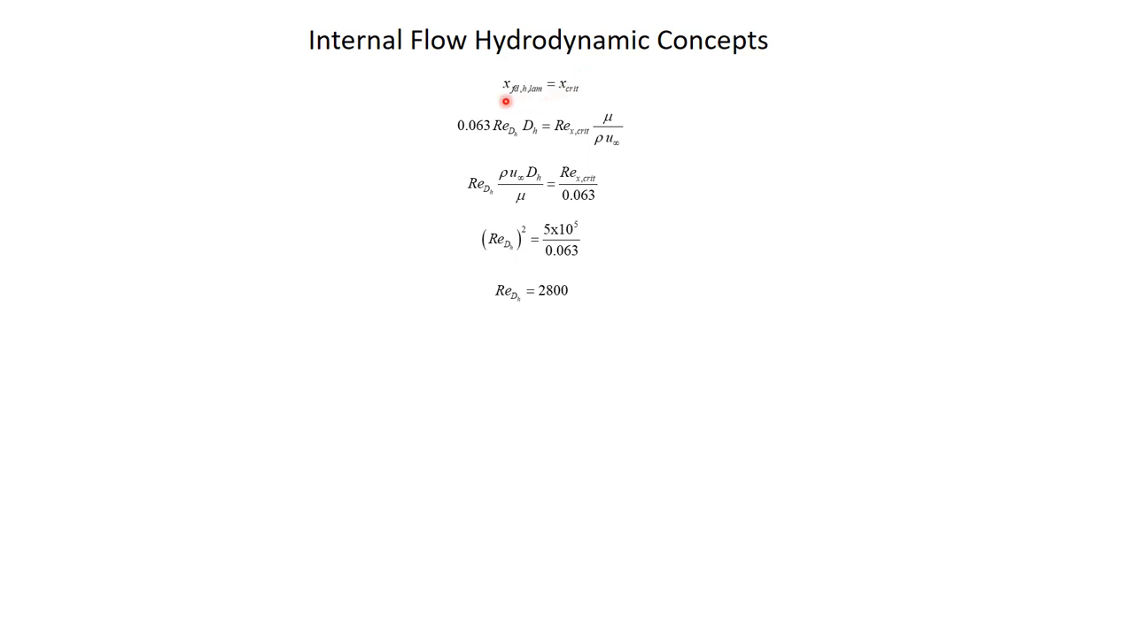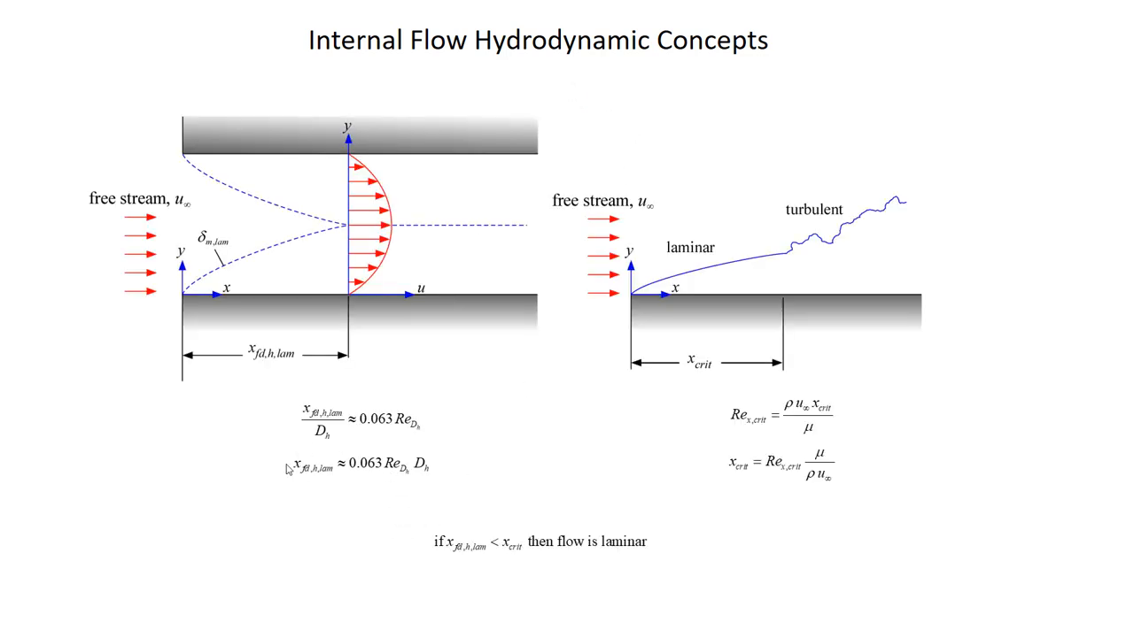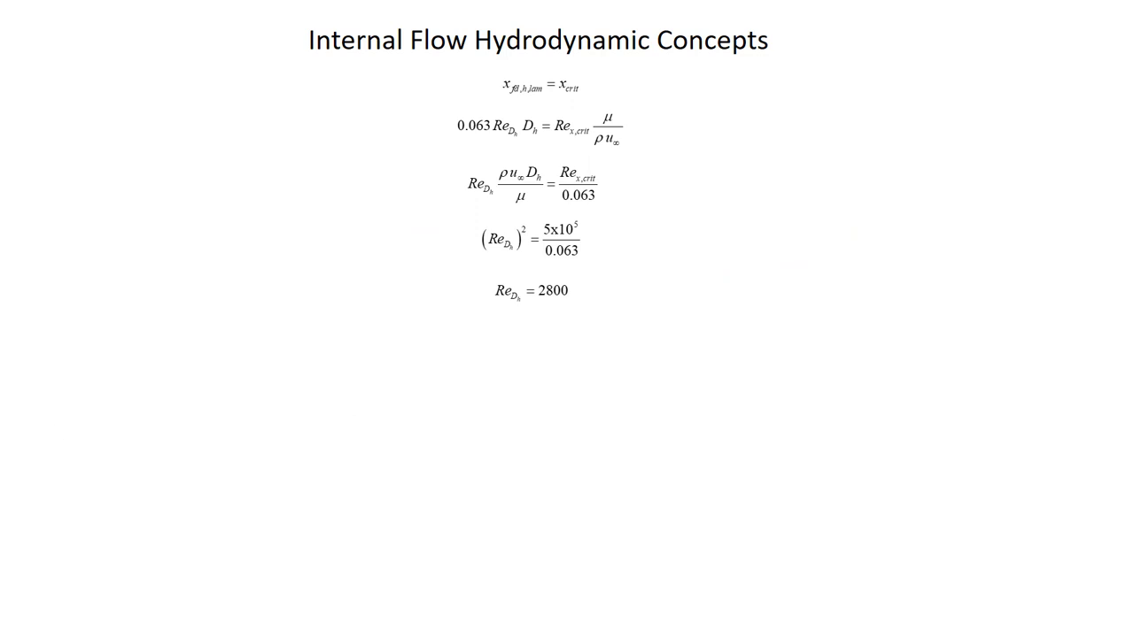When is the laminar entry length equal to this critical length required to become turbulent? We're just going to take this equation here, and we're going to set it equal to this equation here. And that's going to be our criteria for whether we have laminar or turbulent flow. So that's what I've done here.